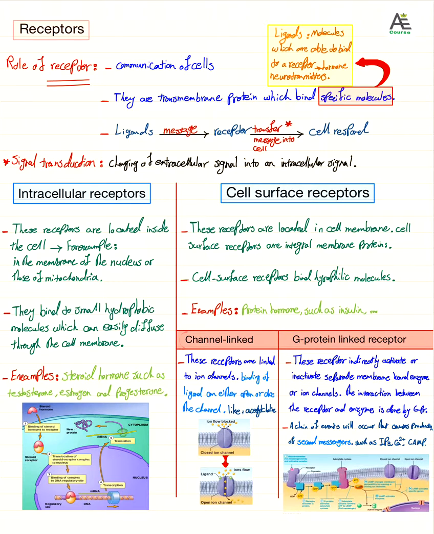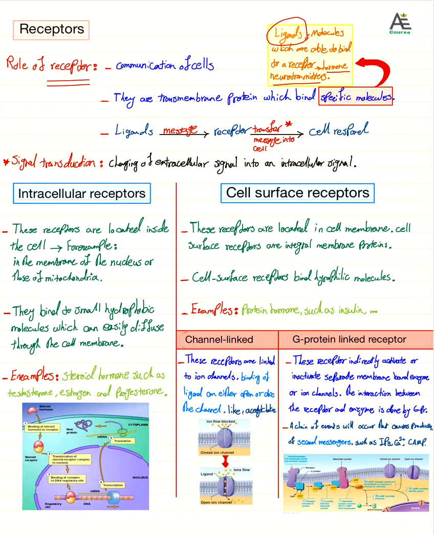The other thing is that these receptors are transmembrane proteins, and they combine to a specific molecule. When I say specific molecule, I mean ligands. Ligands are those molecules that are able to bind to the receptors and can cause changes. For example, hormones or neurotransmitters. These are ligands. So ligands are those specific molecules that are able to bind to the receptors.